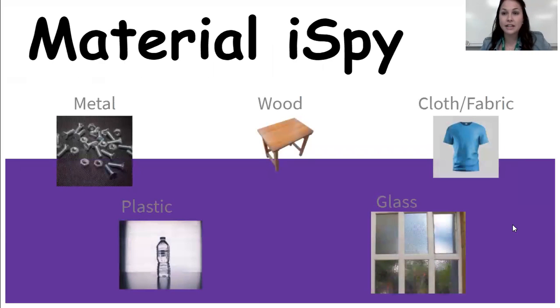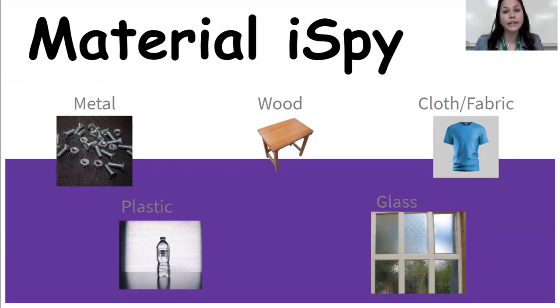So let's think back to the materials we talked about. What are some properties of metal that you can think of? If I have this basket here, it's metal. Is it dull or shiny? Do you think it's hard or soft? Is it flexible? Can I bend it? Those are properties that we want to be asking about.